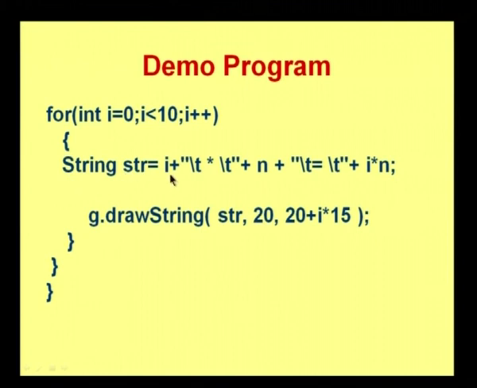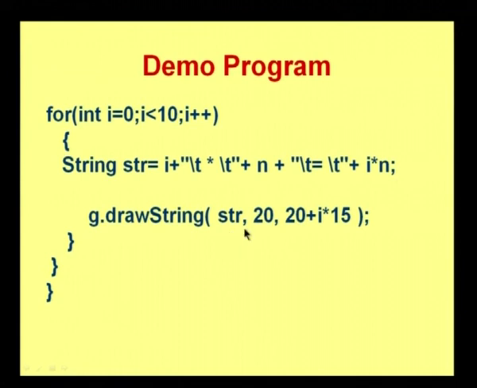Then I am constructing a string in which I give i, then a tab, then a particular special character, then a tab, and then the n value which I have received as the parameter from my applet. I am constructing a string which is going to print the table of the particular value that I have passed as the parameter through my applet. Then I am calling the graphics object's drawString method.